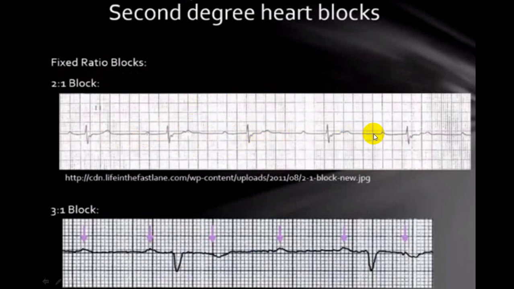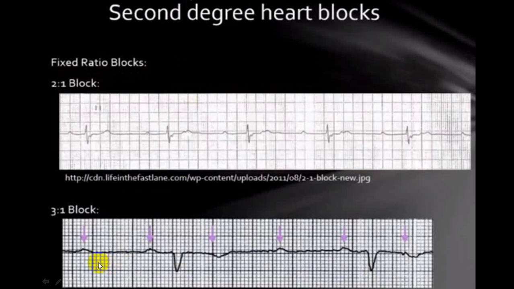So for 2, this is a fixed block. This is Mobitz type 2, fixed block. But with this P wave, you can see that there is a prolonged PR interval. So sometimes even in Mobitz type 2, you can have a prolonged PR interval.